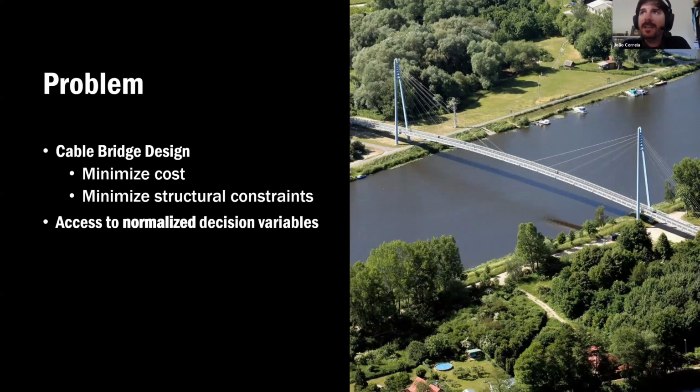We're trying to design cable-stayed bridges, something like this in this picture, and we obviously want to minimize costs, but we want to build them with some structural constraints that must be attended. We have access to some normalized decision variables regarding the construction of this type of bridges.